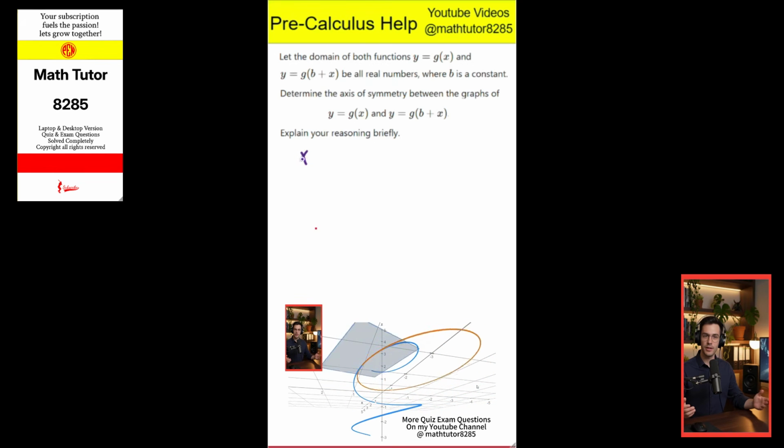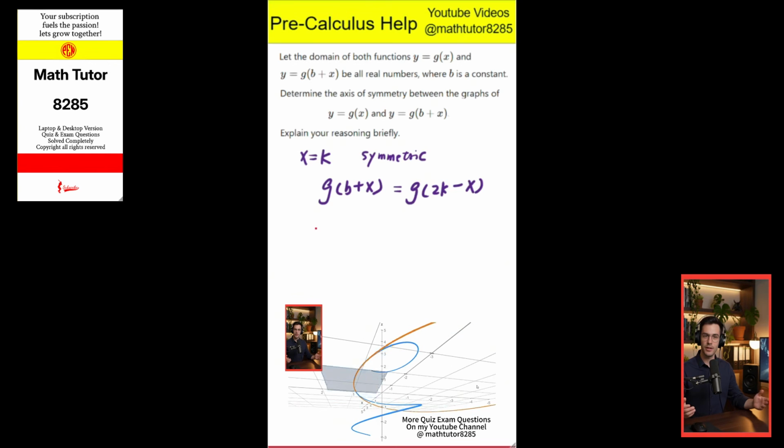First step, we want to find a vertical line, which we can call x equals k, such that the graphs of y equals g of x and y equals g of b plus x are symmetric about this line. This means that the value of the function at b plus x should be the same as the value of the function at 2k minus x. In words, g of b plus x equals g of 2k minus x.